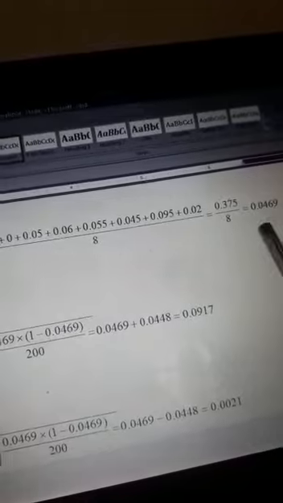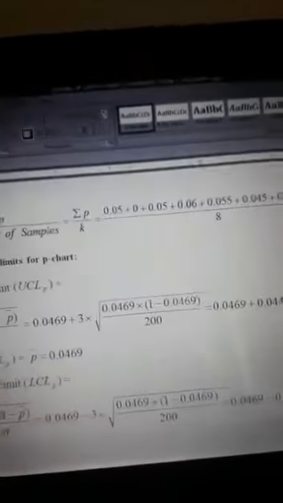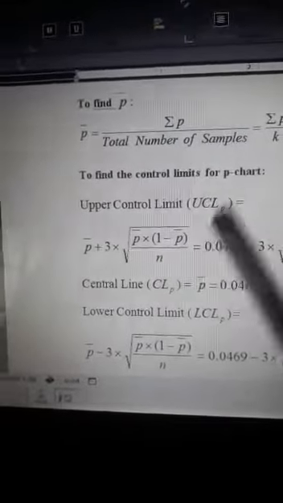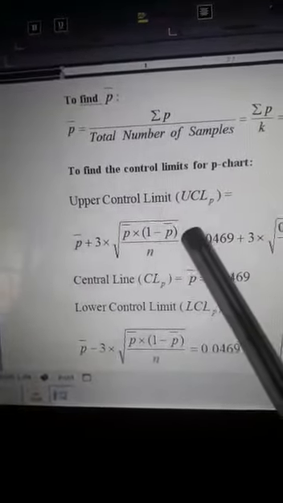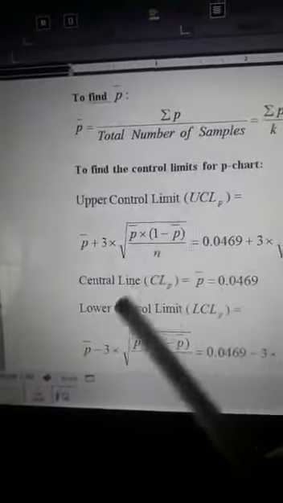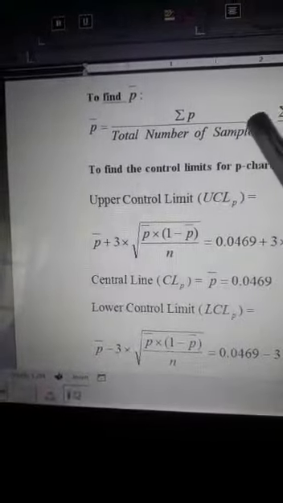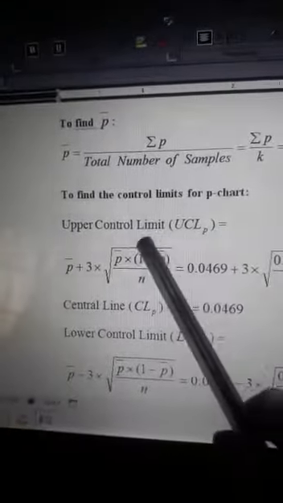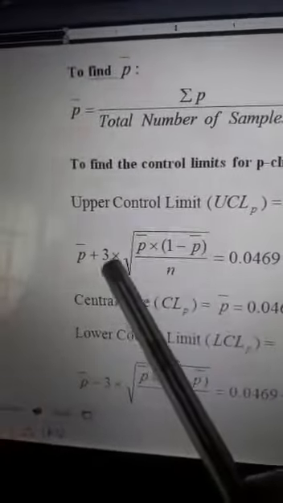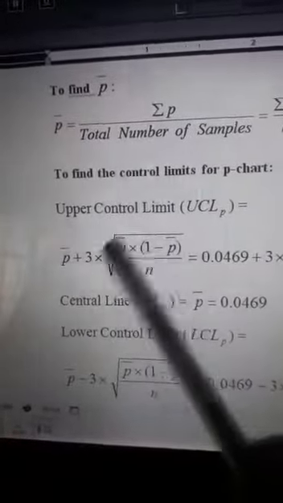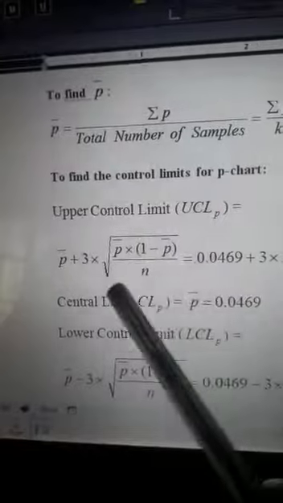Why we need this value of p bar? We need this value of p bar in order to find out the values of the control limits. That means the upper control limit, the lower control limit, and the central line for a p chart. Now, we know that the upper control limit of a p chart can be computed using this expression: p bar plus 3 into root over of p bar into 1 minus p bar divided by n.